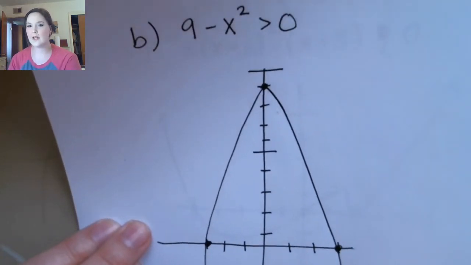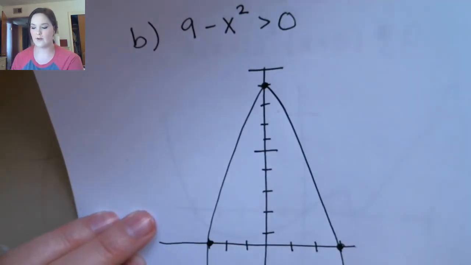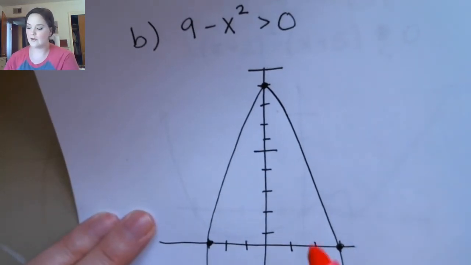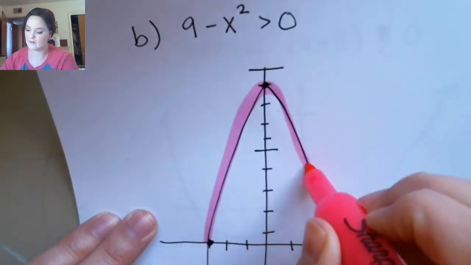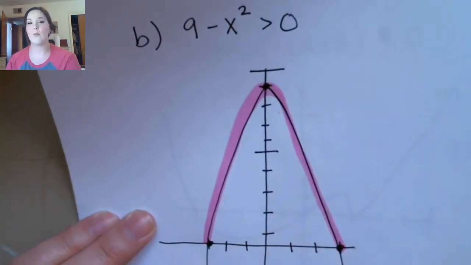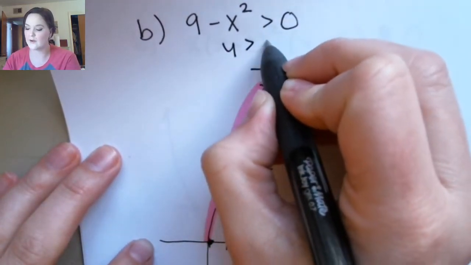I want to look at where this graph is greater than 0. So again, greater than 0 is going to be above the x-axis. So I'm going to be looking at this part of my graph. This whole part of the graph is above the x-axis. Remember, this is asking you when is y greater than 0.